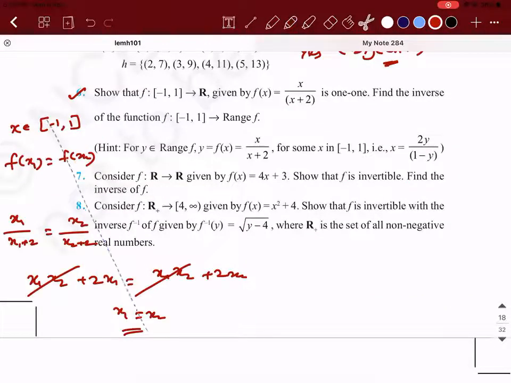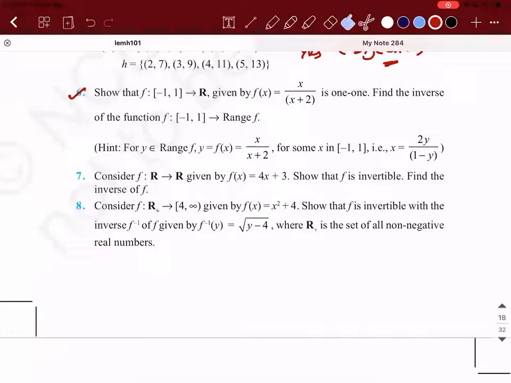So next problem, can you guys do it on your own? Consider the function f map from R to R given by f of x is equal to 4x plus 3. Show that f is invertible, find the inverse of f. So when they say show f is invertible, what will you do? In your textbook, they would have done f of g of x is equal to x, g of f of x is equal to x. That is one way, or you can do it as a bijective function. That is easy. All bijective functions will have inverse.